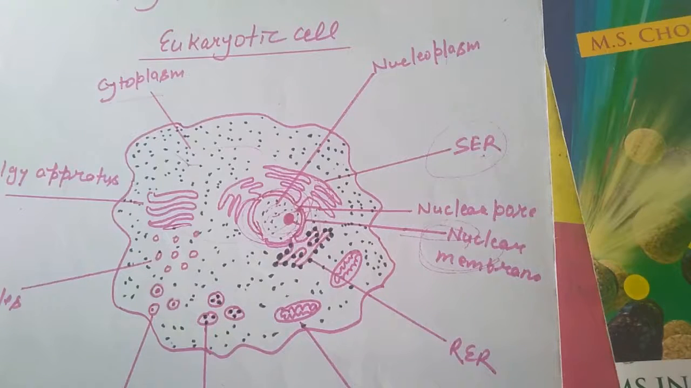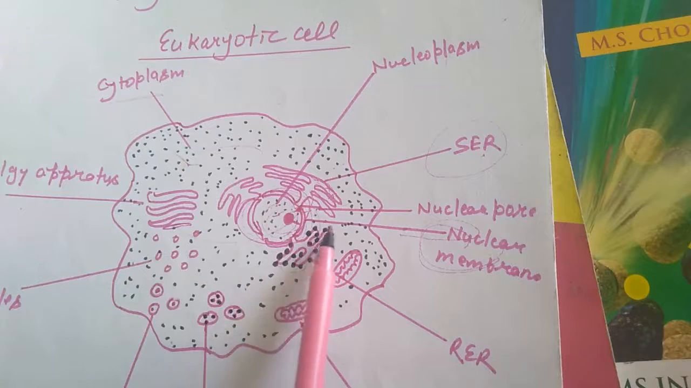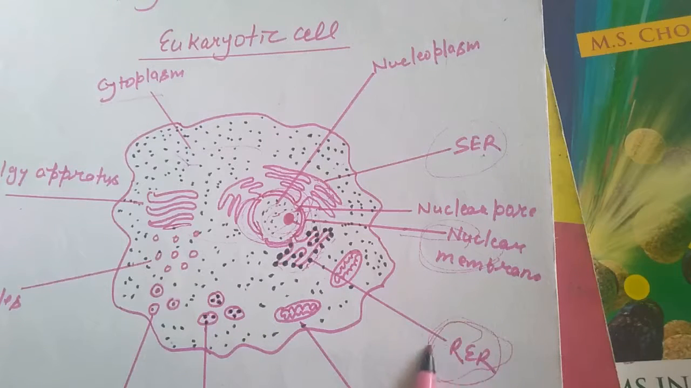While in the prokaryote there is a lack of membrane around the nucleus, that is why their nucleus is not well defined. And these dot-like structures are ribosomes, which attach to the endoplasmic reticulum, and that is why this type of endoplasmic reticulum is called RER, rough endoplasmic reticulum.